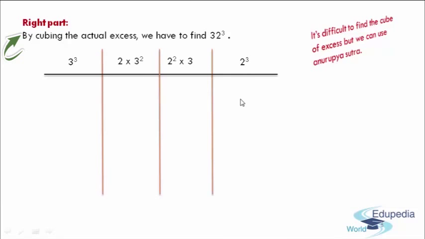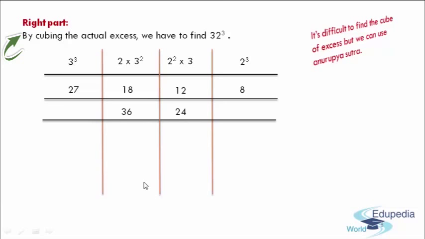So 2 cube you will get 8, and 2 square into 3, that is 4 into 3, you will get 12, and 2 into 3 square, that is 2 into 9, you will get 18, and 3 cube you get 27. And I think you remember that now we have to double these two things. If you double these two things we get 24, and 18 you get 36. After that we have to add all these two things and these two things. Here for 8 we don't have any digit to add, so I am writing 8 as it is.